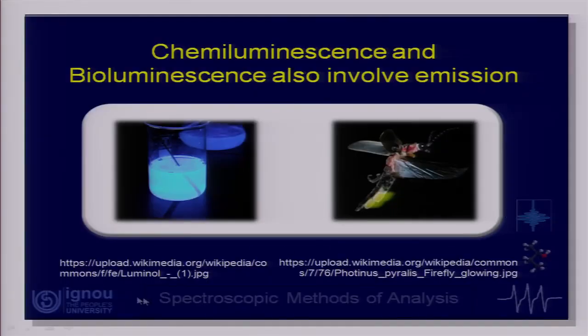I am sure that you are familiar with what is called chemiluminescence and bioluminescence. Chemiluminescence basically is that there are certain chemical reactions which are accompanied by emission of radiation. And this firefly, I am sure that you are familiar with. In the case of the firefly, the radiation which comes out is based on a biological reaction taking place there, and because of the biochemical reaction there is an emission of radiation. So, chemiluminescence and bioluminescence also involve emission of radiation.